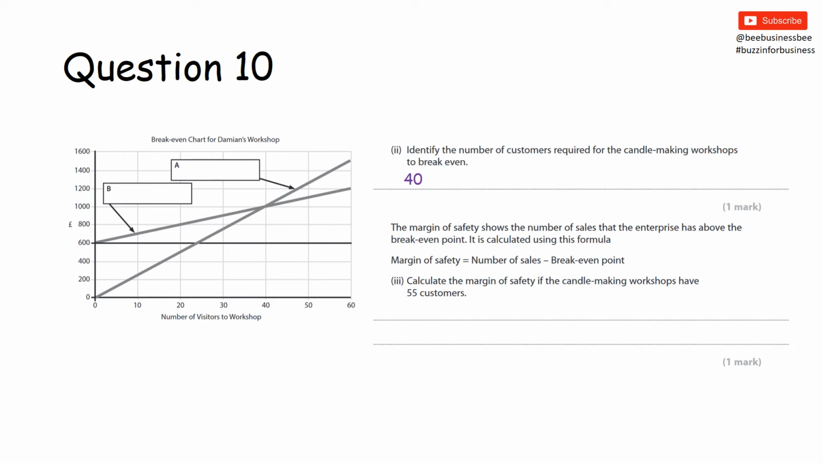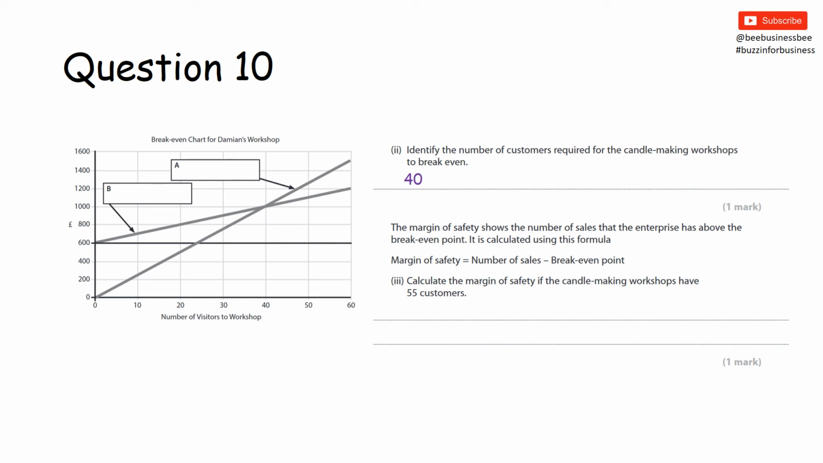Remember, your margin of safety is the difference between how many you're actually selling and your break-even point. You always want a bigger margin of safety because that means your business is making more successful operational decisions. Remember, the margin of safety being bigger is better because at break-even, you're making no profit. If you've got a massive margin of safety, that's showing you how much profit you're making.